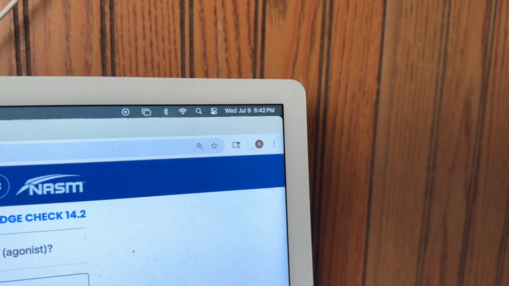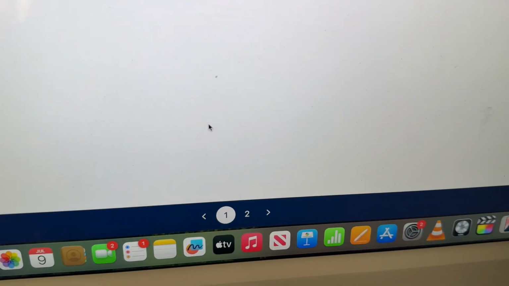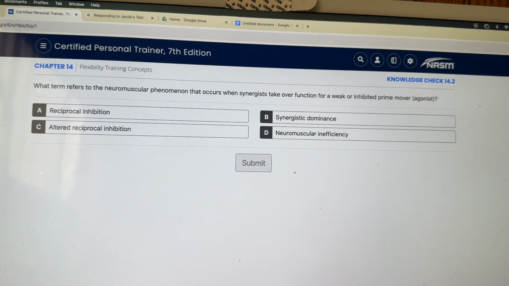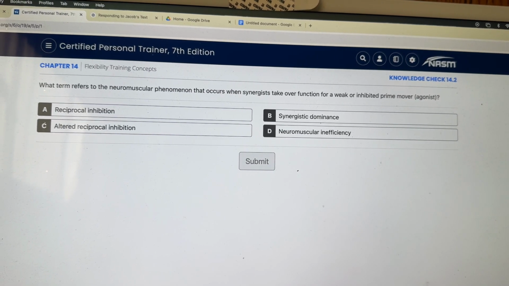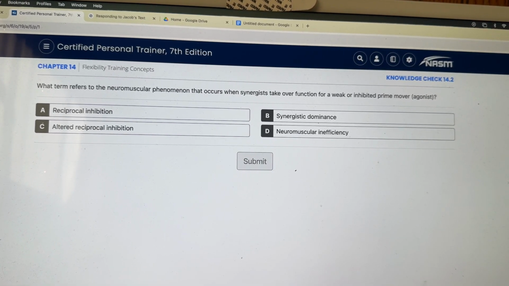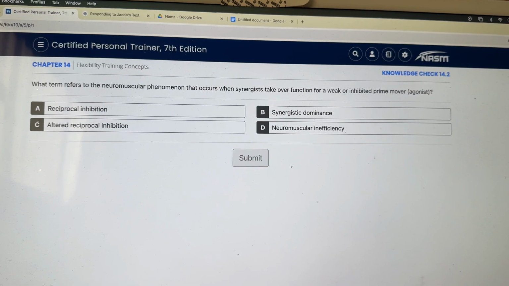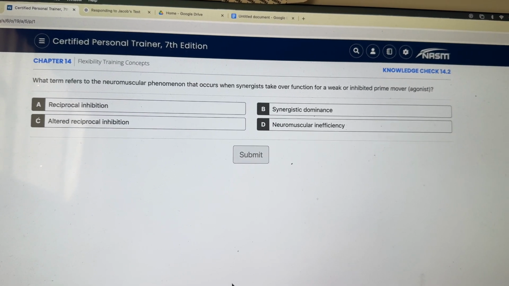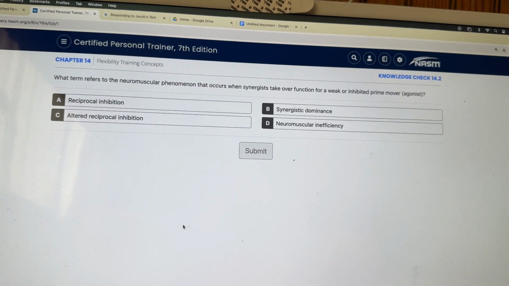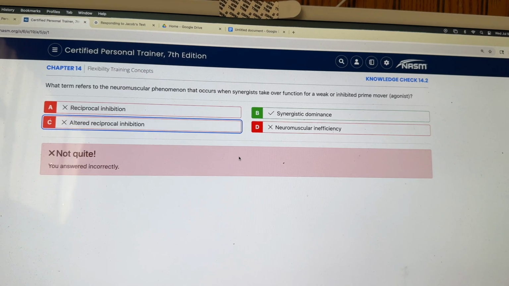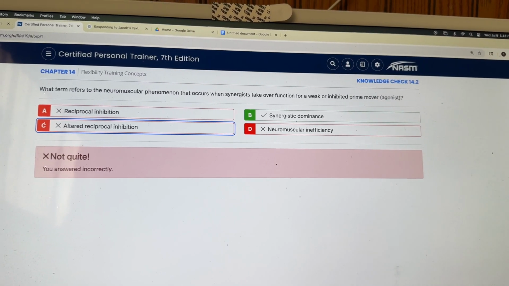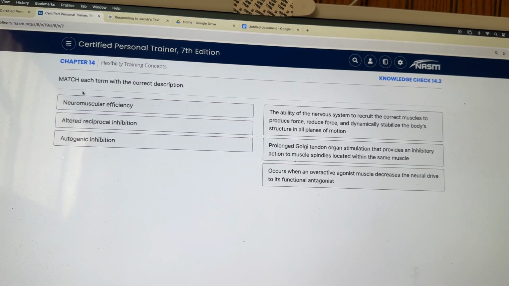All right, chapter 14, lesson 2 is done. 6:42 right now. It's only 2 questions. Here we go. What term refers to the neuromuscular phenomenon that occurs when synergists take over function for a weak or inhibited prime mover agonists? I'm gonna say that's altered reciprocal inhibition. Damn it. Synergist dominance.